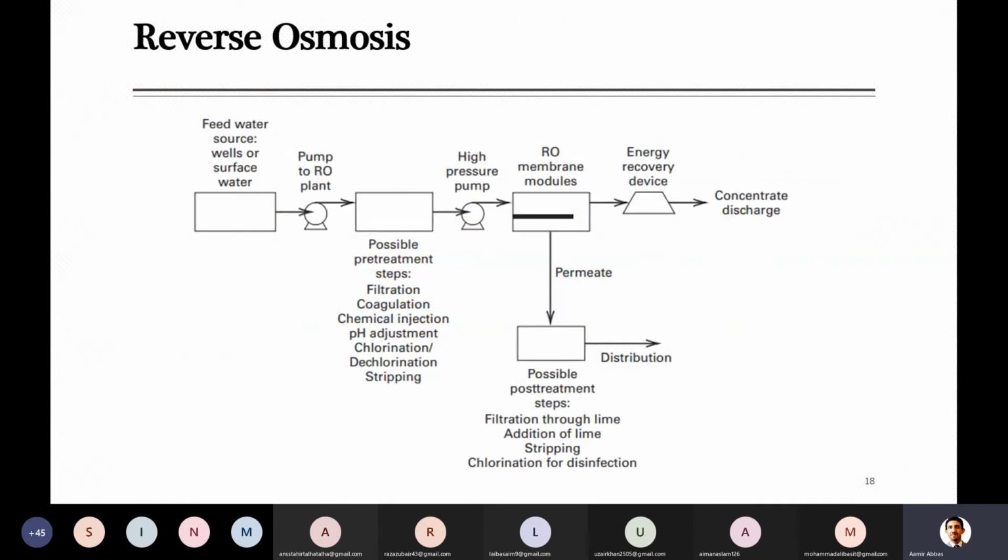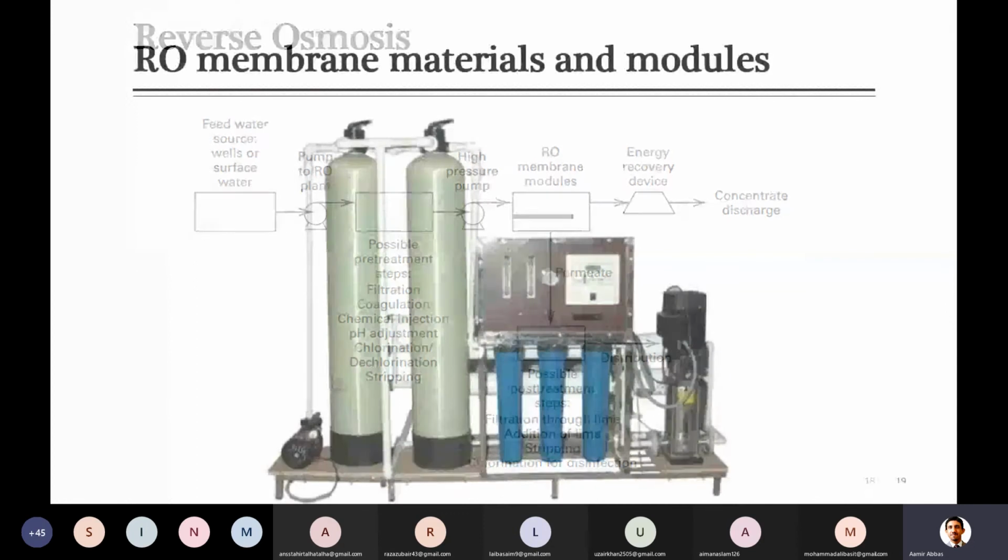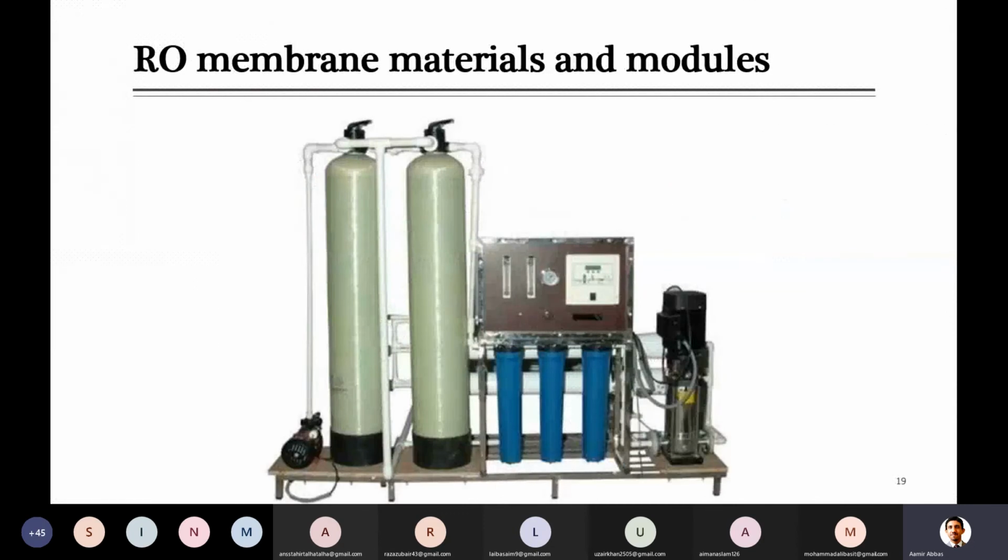So I think we will stop here. Yes, let's look at this diagram first. Such equipment you may have seen in your environmental engineering lab. This is one reverse osmosis unit, a large scale reverse osmosis unit, not on a plant scale. I will go back to the previous slide after this.